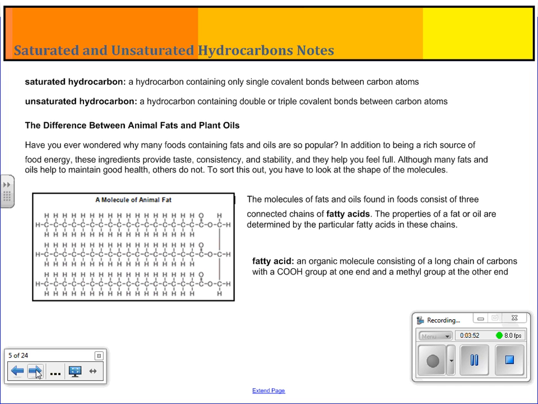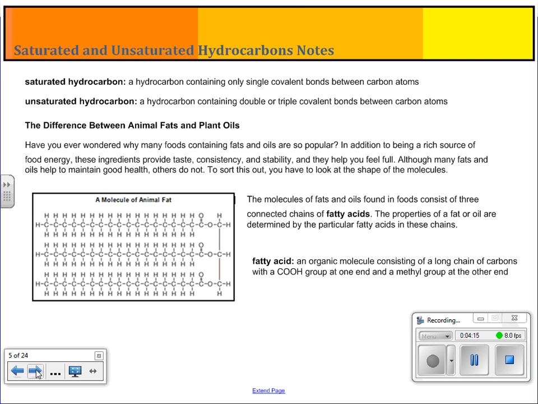So, the difference between animal fats and plant oils. Have you ever wondered why many foods containing fats and oils are so popular? In addition to being a rich source of food energy, these ingredients provide taste, consistency, and stability. They also help you feel full. Although many fats and oils help to maintain good health, others do not. To sort this out, you have to look at the shape of the molecules.